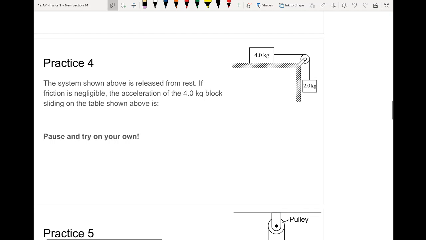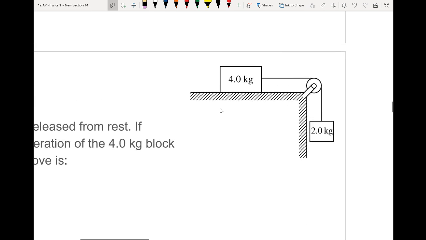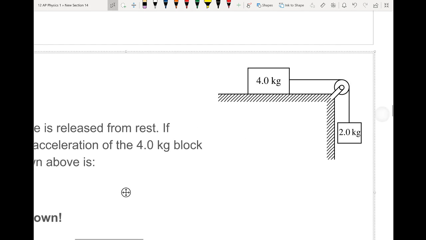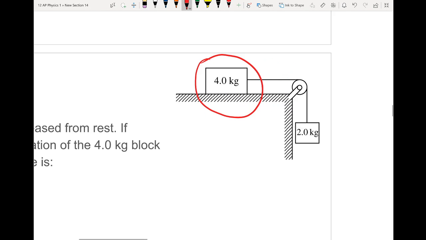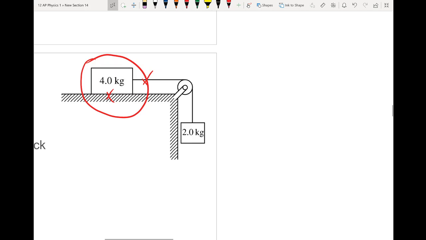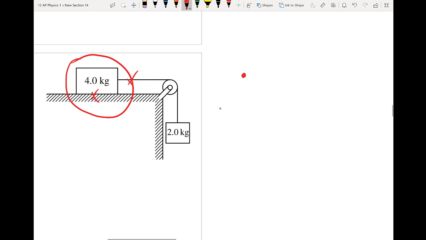Okay, so what we're going to do here is no different than our process before. We're going to draw our force diagrams for both of our objects. First I'm going to start off with this one, the 4 kilogram mass. Doesn't really matter. But just like I've been doing, I'm going to circle my object, identify the contact forces, and then draw that force diagram. So here is this 4 kilogram mass.